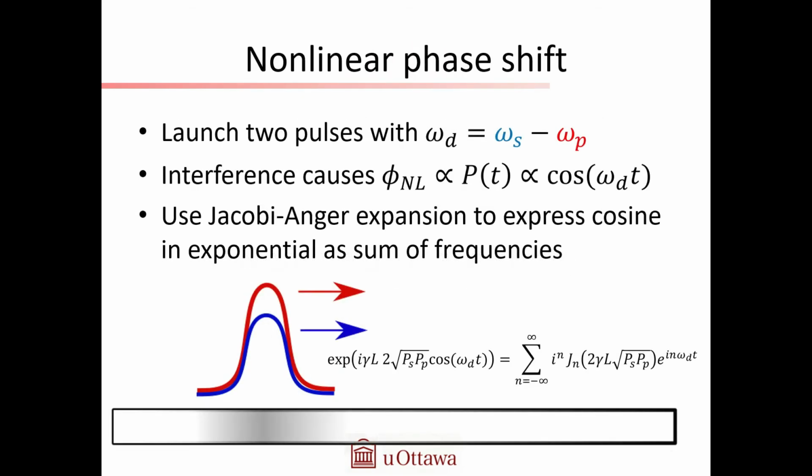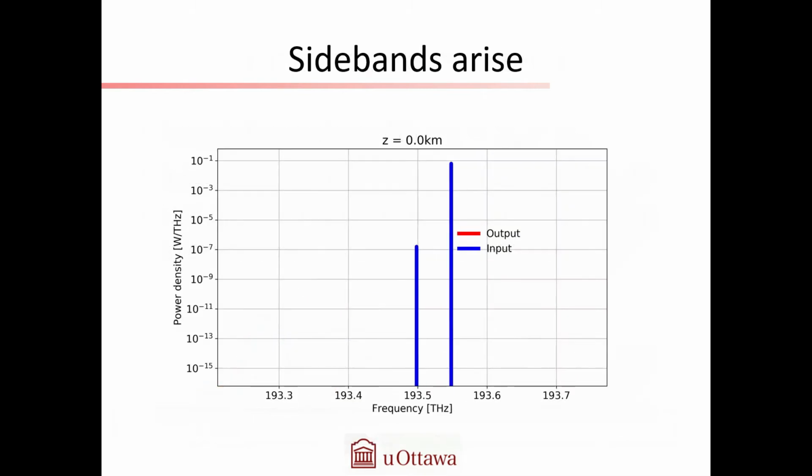If two frequencies of light are launched into an optical fiber, the Kerr effect, which is proportional to optical power, will induce sinusoidal phase modulation. Using the Jacobi-Anger expansion, this modulation can be expressed as an infinite sum of frequency sidebands whose amplitudes depend on the launched optical powers. This short animation demonstrates how sidebands grow as light propagates down a 2 km fiber.